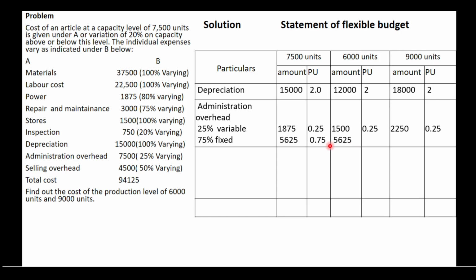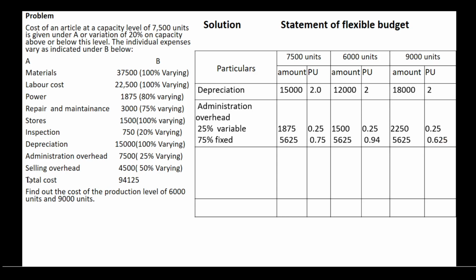So 5,625 divided by 6,000. So now the cost per unit 0.94. At the 9,000 units, the amount are 5,625 divided by 9,000 units. The cost per unit are 0.625. So this is the administration overhead.